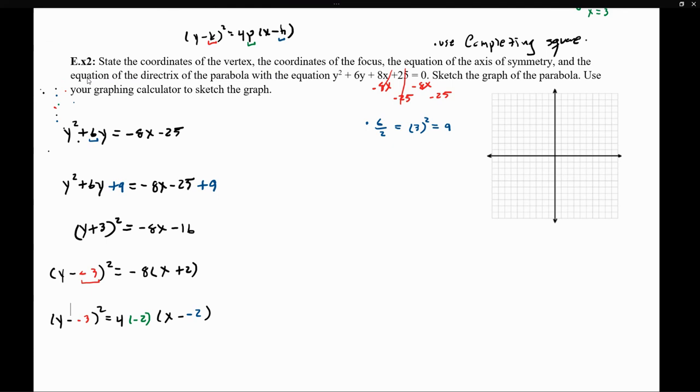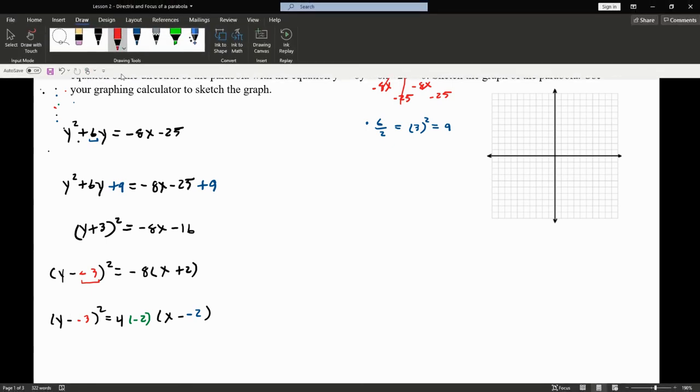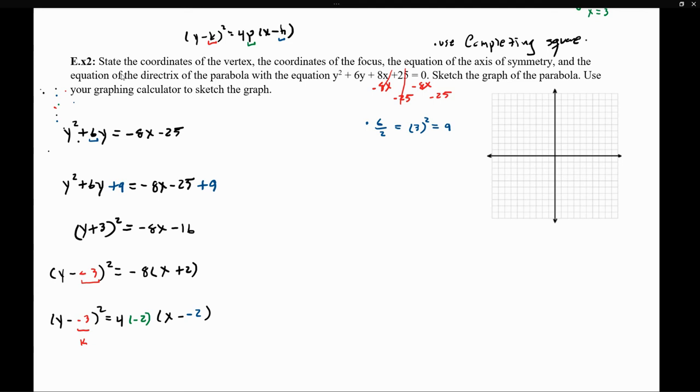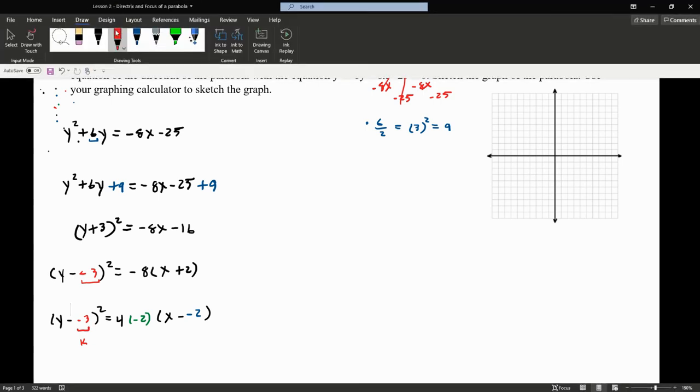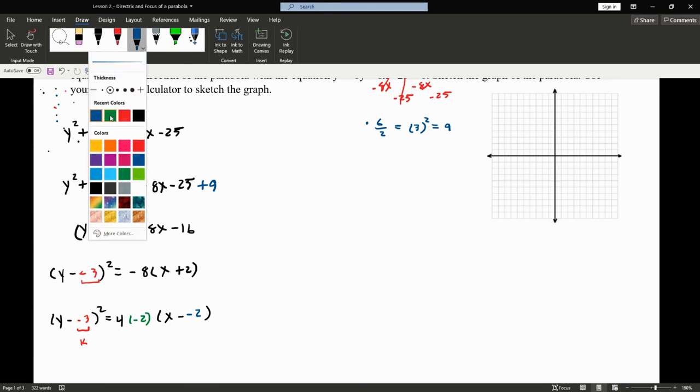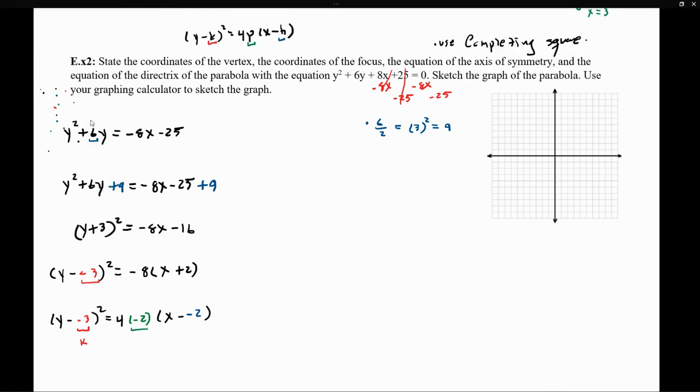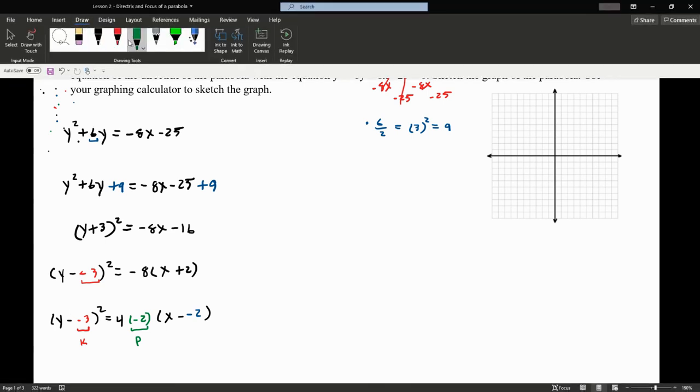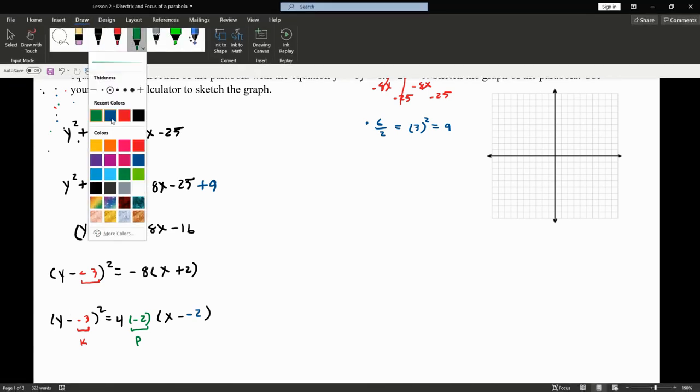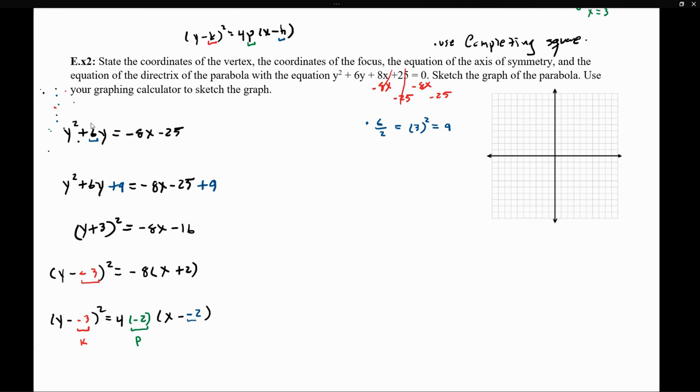Because now I can see that k has a value of -3. I can see that p has a value of -2. And I can see that h has a value of -2. And that's all we need to define this parabola.